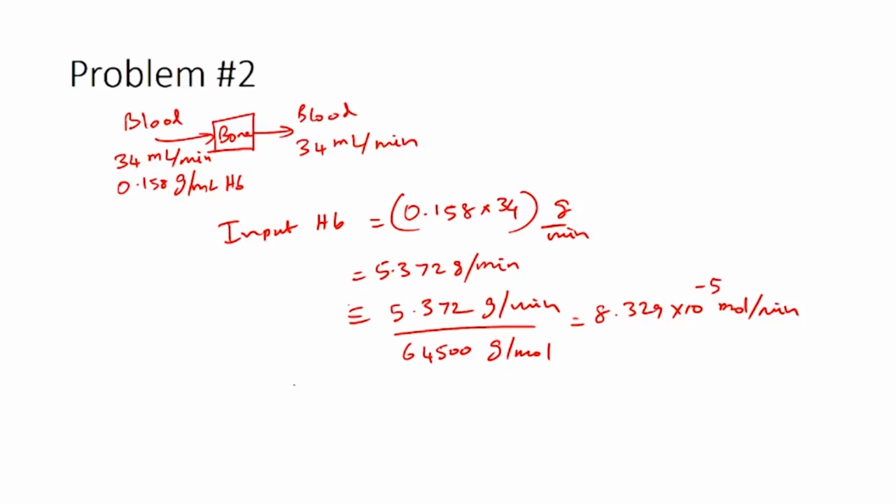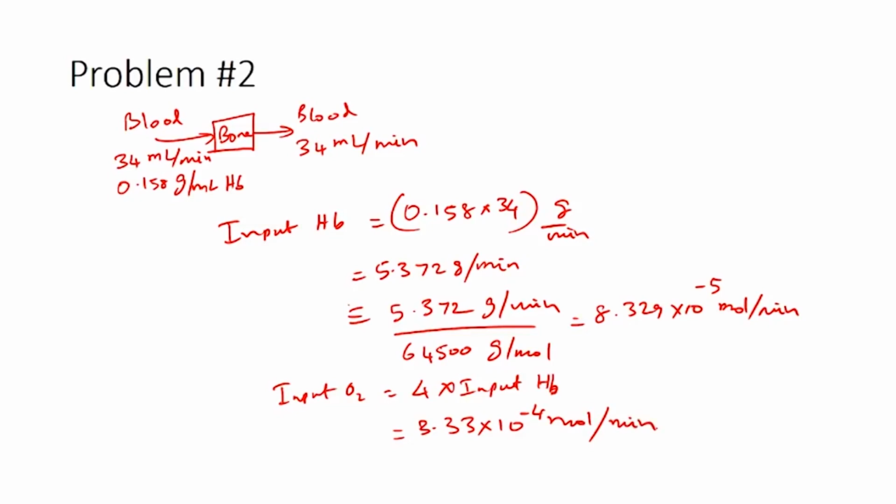So, from here we can calculate the number of moles of oxygen entering. Input oxygen would be equal to 4 times input hemoglobin, because we have been asked to assume 100% saturation. We just do this, and the calculation gives us 3.33 times 10 power minus 4 moles of oxygen entering per minute.